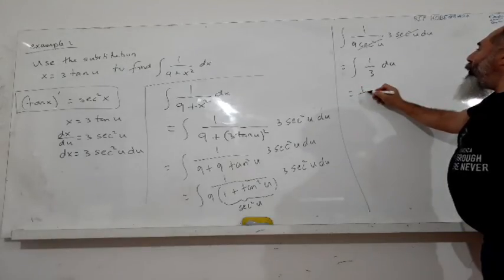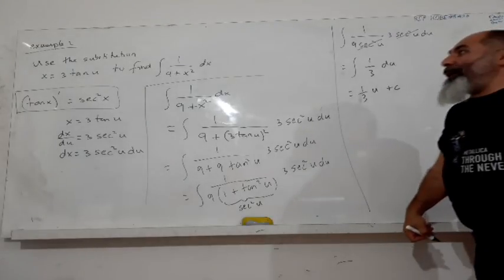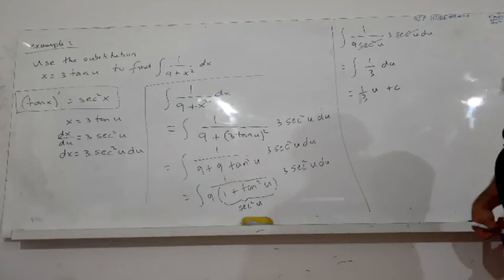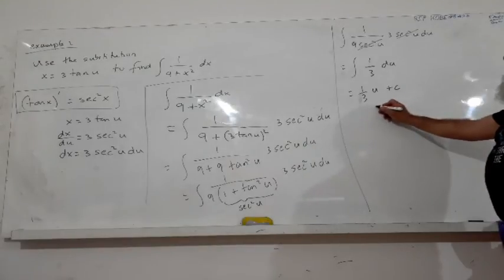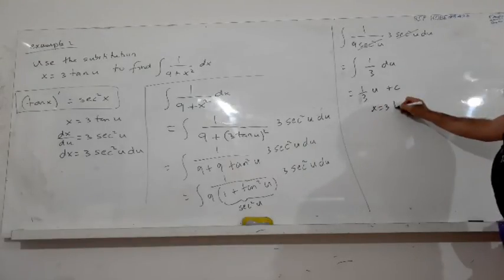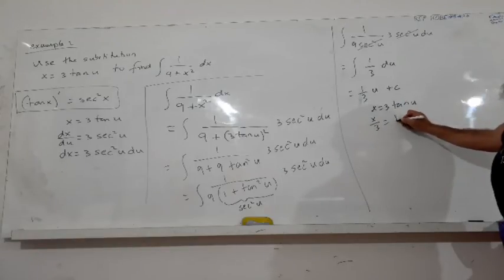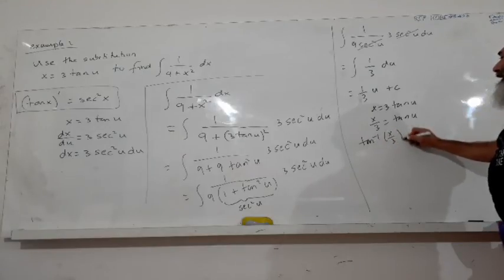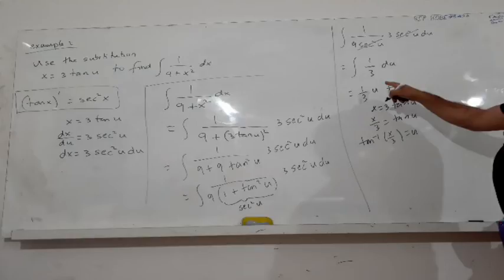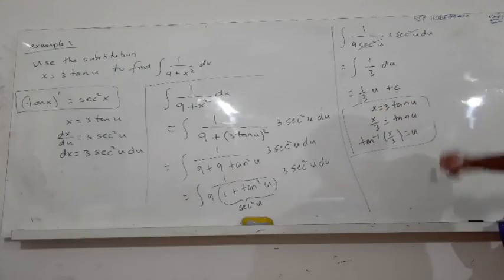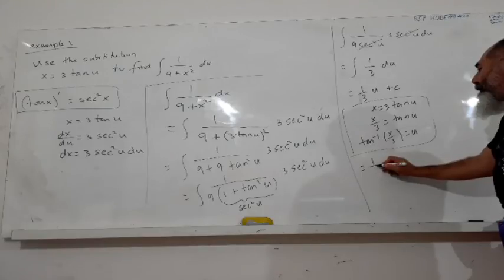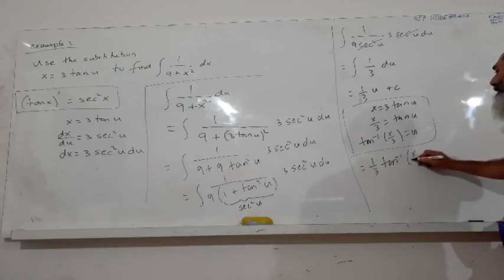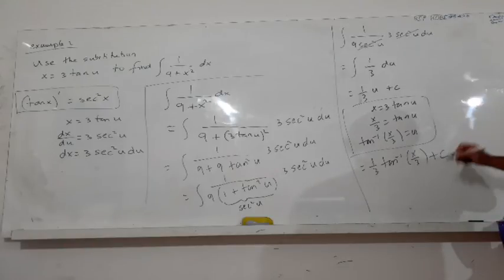Now we need to find u in terms of x. Remember, x was equal to 3 tangent u. x over 3 is equal to tangent u. So tangent inverse x over 3 is u. I am going to substitute there. This was given in the question. The answer is going to be 1 over 3 tangent inverse x over 3 plus c, which is a little bit hard question about the substitution method.